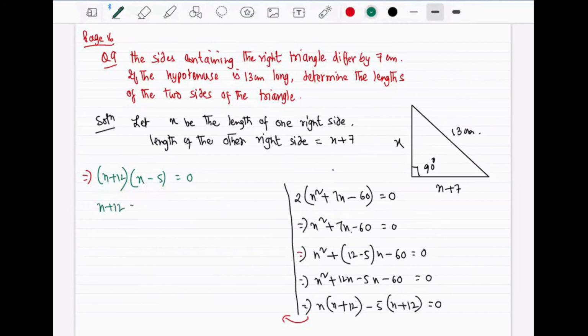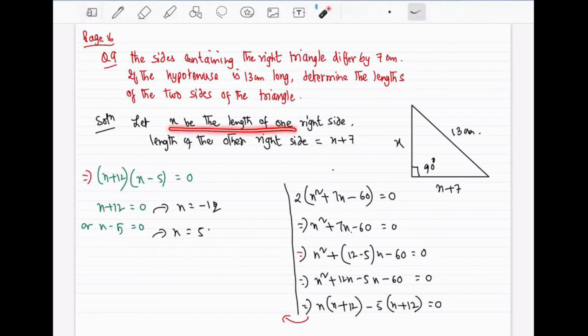x plus 12 is equal to 0, or x minus 5 is equal to 0. From the first one, x is equal to minus 12. Second one, x is equal to 5. Again, since we have taken x to be the length of side of a triangle, minus 12, again, we have to discard it. So just say here, discard it. What's the value of x then? x is 5.